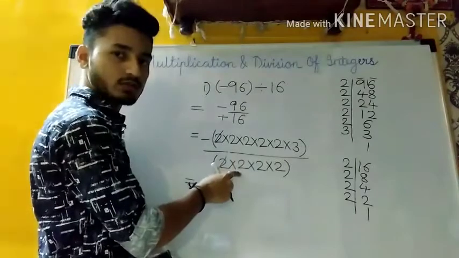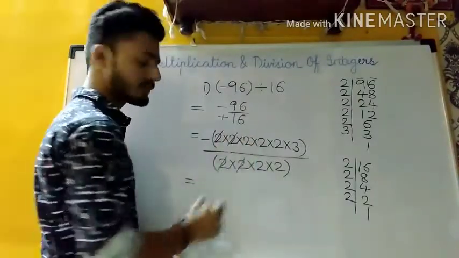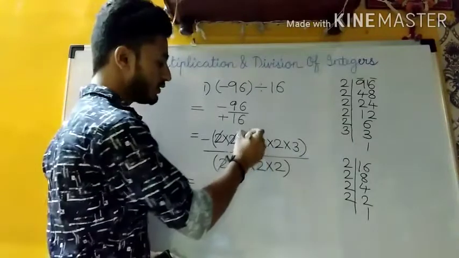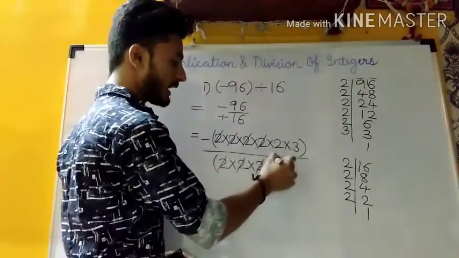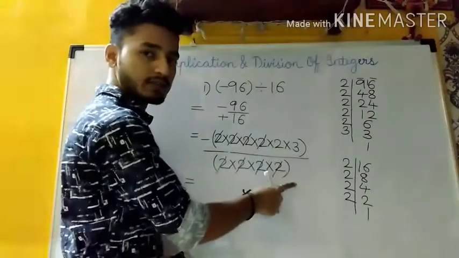This 2 and this 2. Okay, one more 2 we can cancel. Again, this 2 and this 2 we can cancel. Again, one more 2 can be cancelled. Okay, so do I have any numbers remaining here?